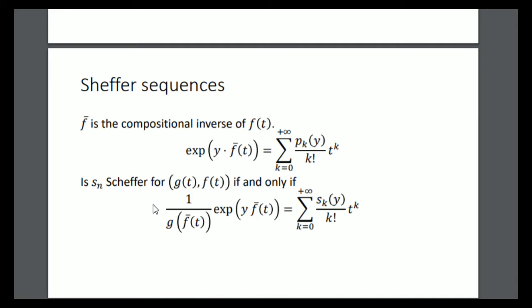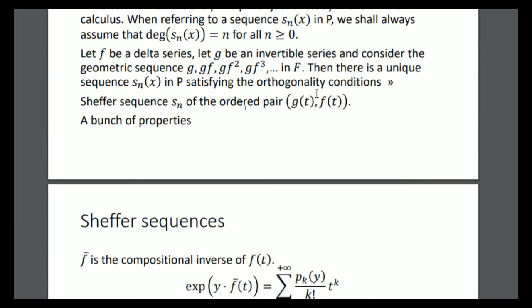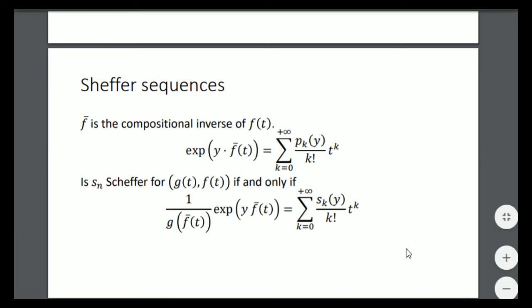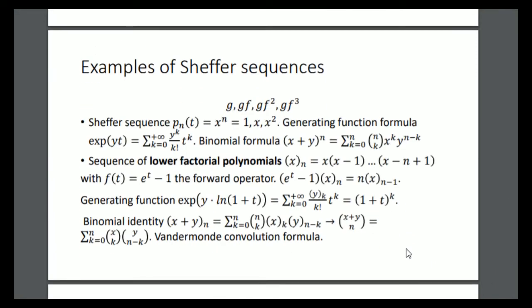If you remember, here we have an ordered pair, g and f. If you apply this function, you should get this formula, which is very convenient. All of these formulas are very convenient because you have a lot of Sheffer sequences that you actually use, and you can apply all of these to find nice results. So obviously we need examples because now it's a bit unclear.